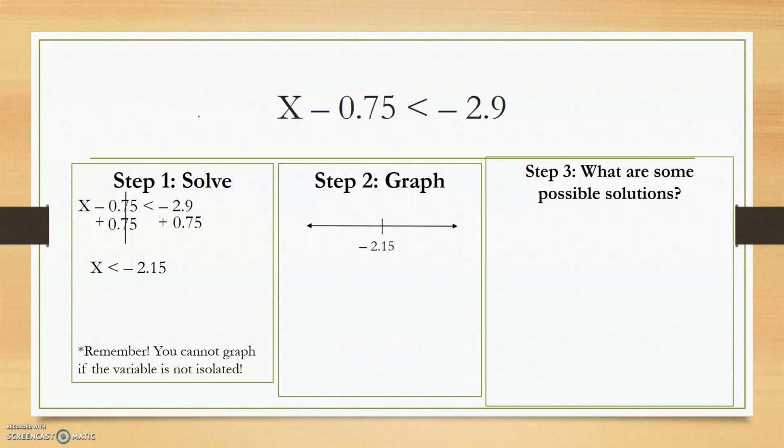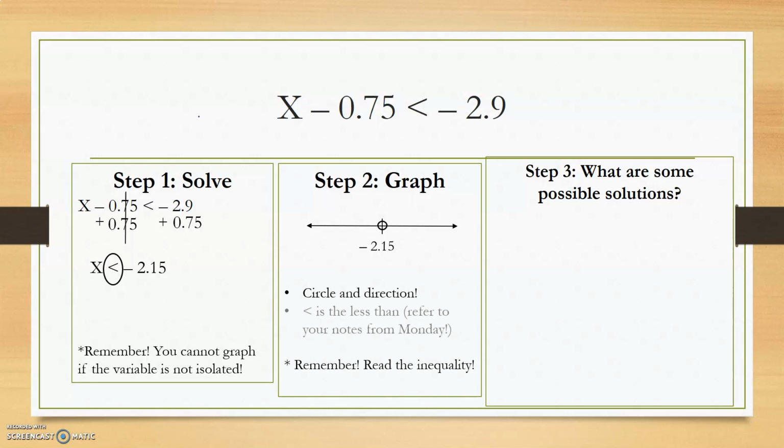Now we're going to go to step 2. So we're going to graph our inequality. Again, circle and direction is what we're concerned with in step 2. In order to know what type of circle we're using, we're going to look at the inequality. In this case, it's only less than. That means it's going to be an open circle.